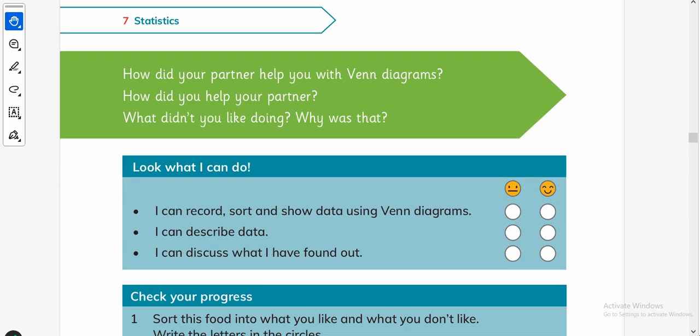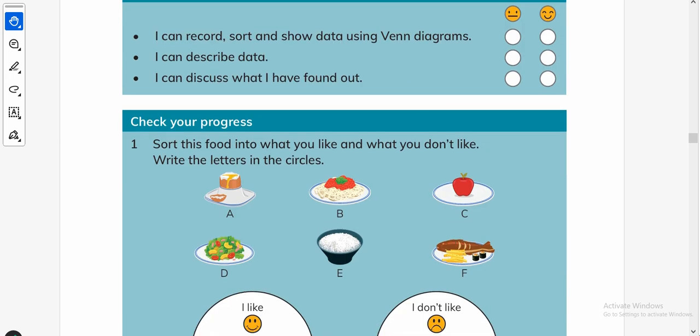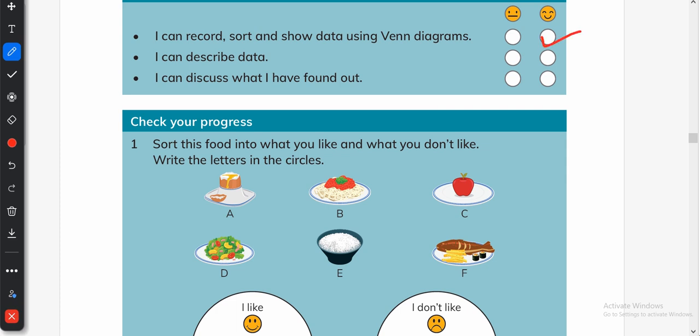Okay, how did your partner help you with Venn diagram? It depends on you and your partner. How did you help each other? How did you help your partner? What didn't you like doing? I don't like drawing in the Venn diagram. Okay, I can record, sort, and show data using Venn diagrams. Yes, I can do it. I can describe data. Yes. I can discuss what I have found out. Yes. And I can represent the data as well.